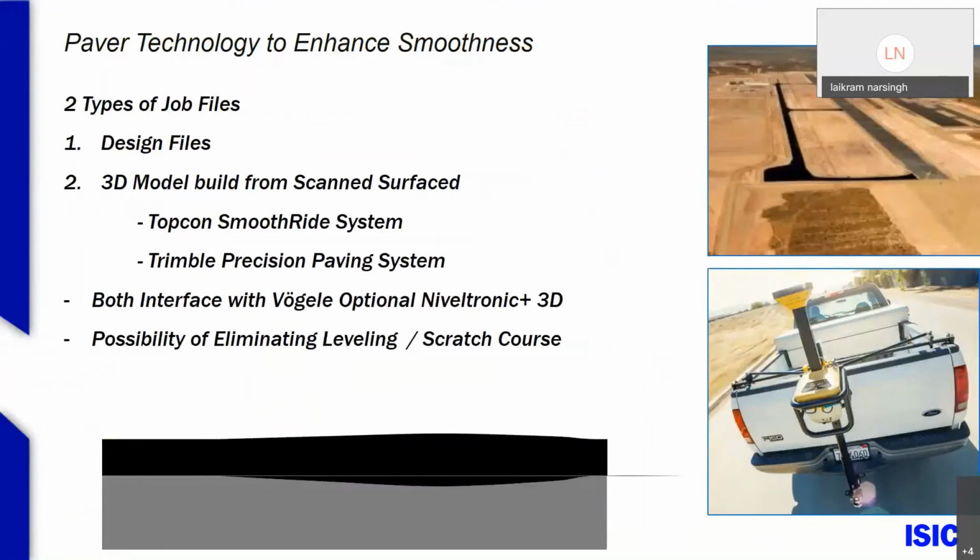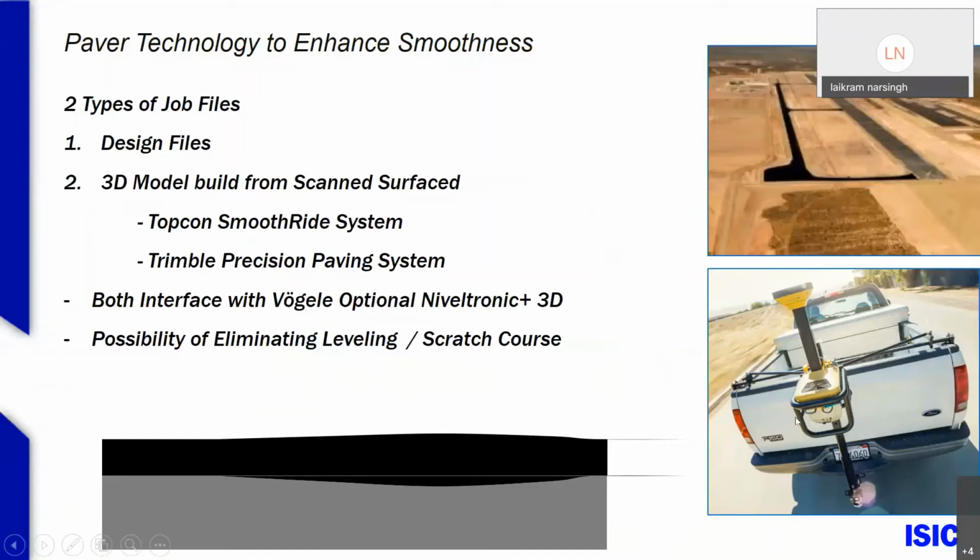If it's a new project, a new highway, a new airport, sometimes these days you see new parking lots being done, you would have a design file already made. You can take that design file, use your 3D positioning instruments to drive the machine. Or in the case of an existing road, you can use a Topcon SmoothRide system or the Trimble Precision Paving system. You can scan a surface and build a 3D model to feed back into the paver.